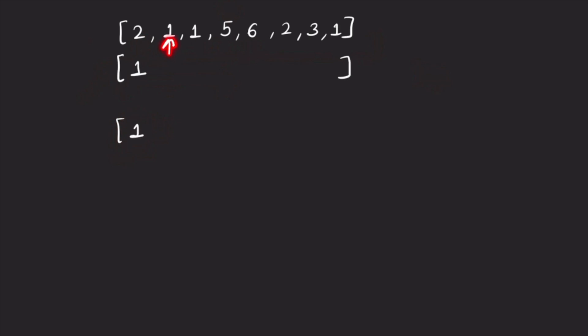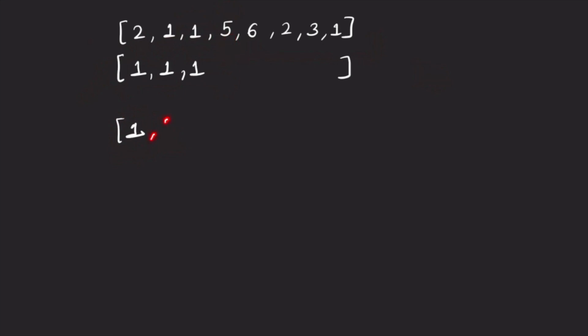Now at this point, what is the length of your LIS? 1 only, so we'll keep 1 here. Next we have 1. Now 1 cannot be inserted here because these two are the same. So you will find the lower bound. Lower bound will give you the first element that is greater than or equal to this element. This one is equal to this element, so in place of this one, another 1 will come. Now at this point also the length is 1, so we will keep 1 here.